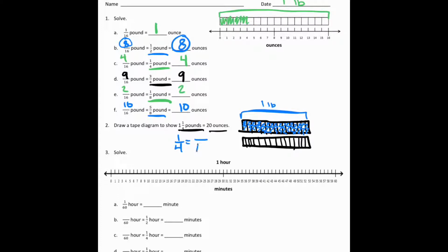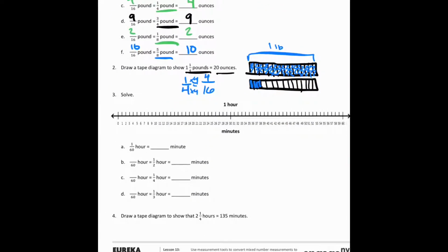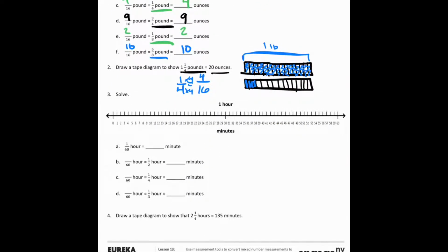Well, let's see, 1/4 is going to be how many 16ths if we're going to color it in. It looks like it's going to be 4/16. So I'm going to color in 1, 2, 3, 4. So that plus the 16 we just colored in will give you 20 ounces. So that proves that 1 1/4 pounds is equal to 20 ounces.